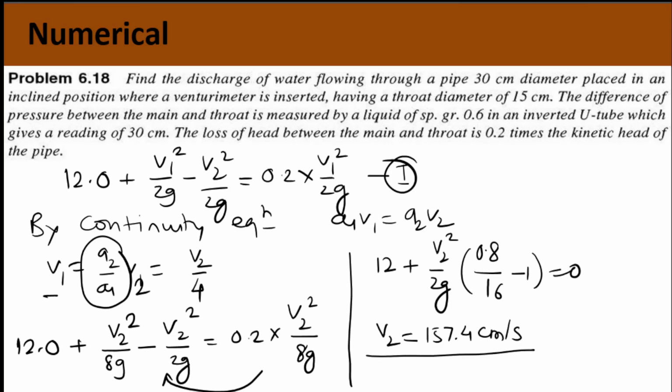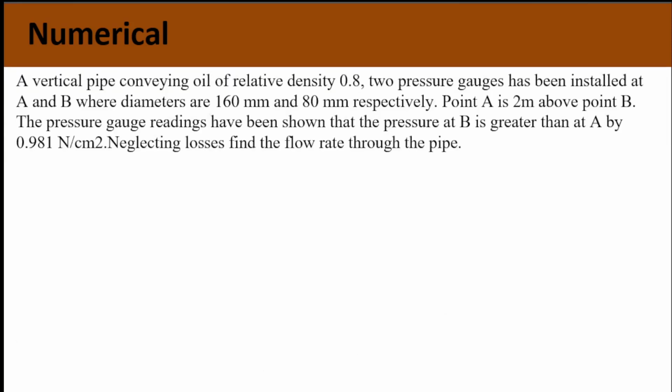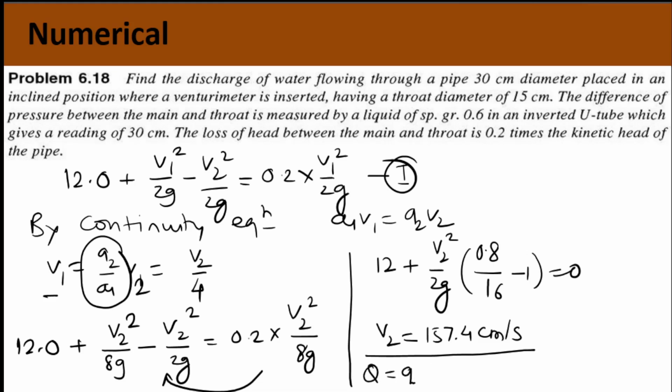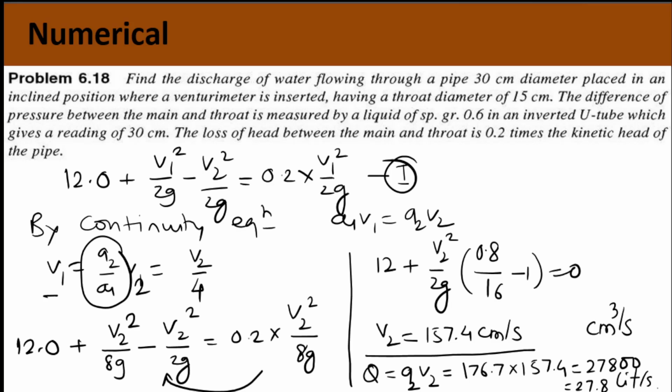centimeter per second. I hope you are following the things. These are the things that you can put in the calculator to get the value of V2. So discharge or the flow rate can be found out as Q is equal to A2 into V2. So A2 is 176.7 into 157.4. So that value is 27,800 centimeter cube per second. So I can write it in the form of liter per second as 27.8 liter per second.